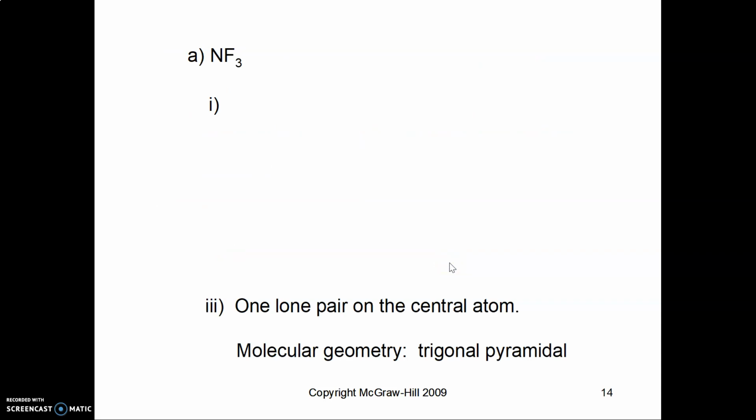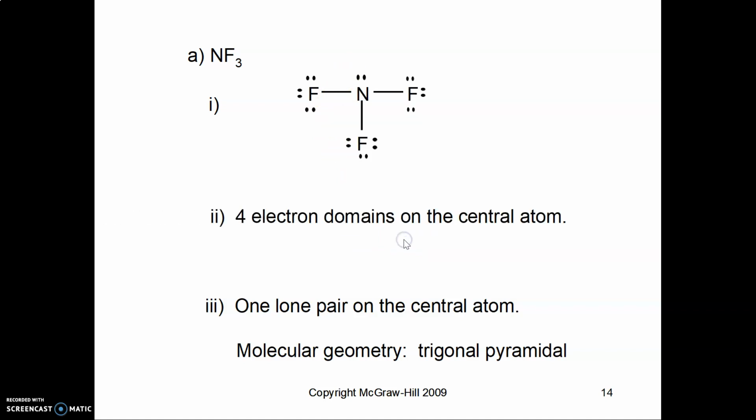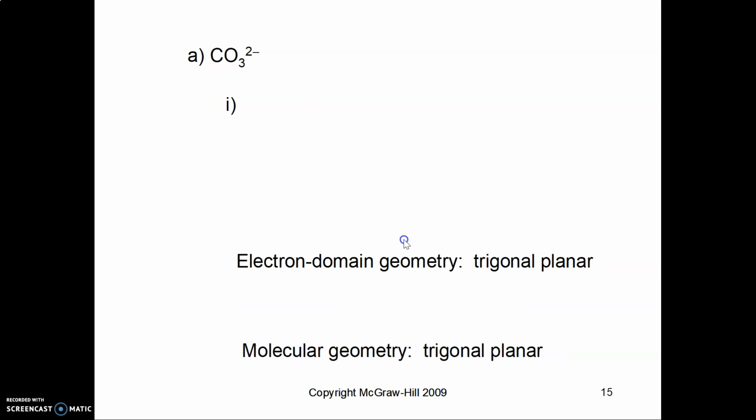So, molecular geometry for nitrogen. All right, we have 3 bonds because we have 3 fluorines, and 1 lone pair in the middle. So 1 lone pair on the central atom. Your molecular geometry is going to be trigonal pyramidal. All right. But what would its electron geometry be? Well, that'd be tetrahedral because we have 4 electron domains. So we get tetrahedral. Now what about this next one?